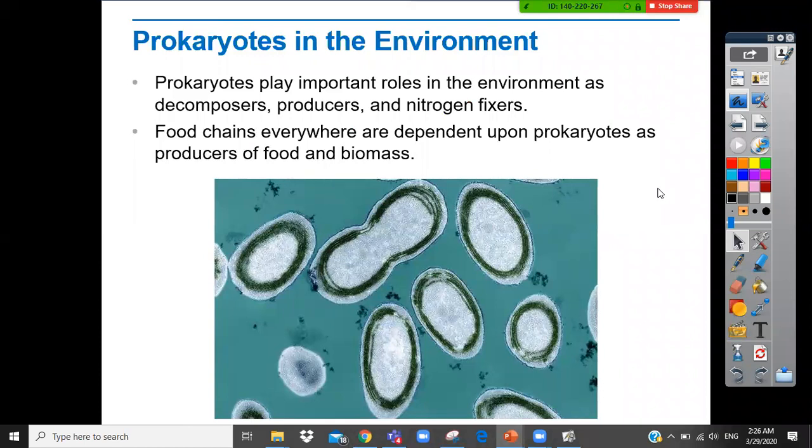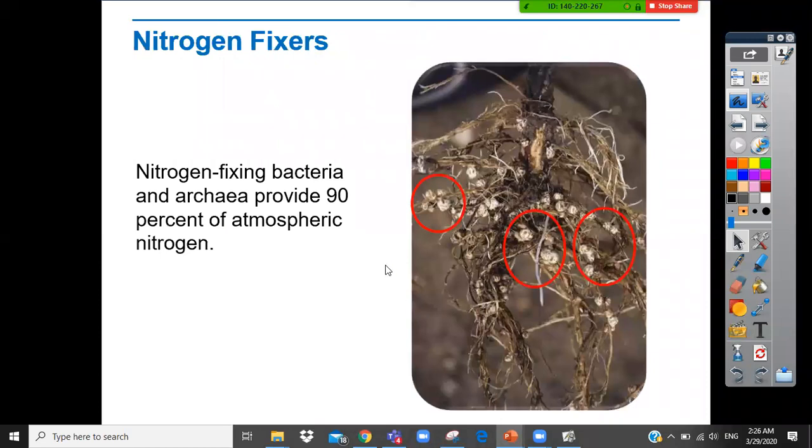Prokaryotes in our environment. Prokaryotes play important roles in the environment as decomposers, producers, and nitrogen fixers. We know, if you remember, that decomposers are the organisms that can recycle or return the main raw materials back to the environment. Food chains everywhere are dependent upon prokaryotes as producers of food and biomass. Nitrogen-fixing bacteria and archaea provide 90% of atmospheric nitrogen.